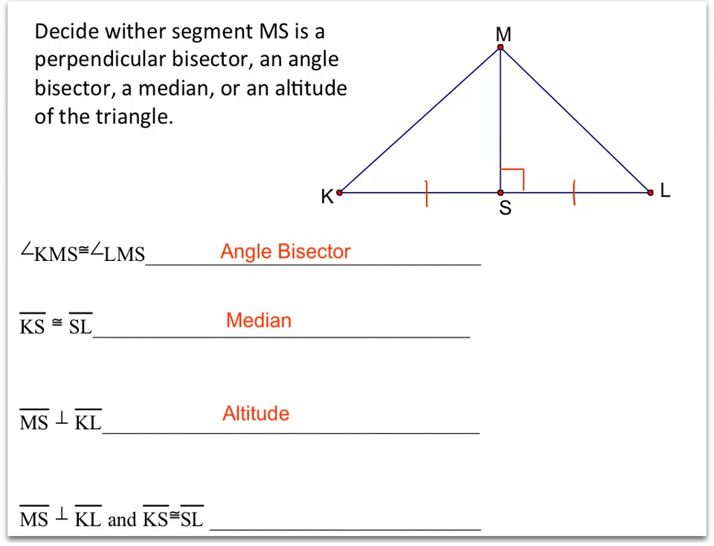One thing to notice is that sometimes MS, that segment, could be both the angle bisector, median, and the altitude. It doesn't just have to be one or the other. So you do have situations where you'll have a bunch of things going on, but you need to be able to recognize them by the properties that are presented.